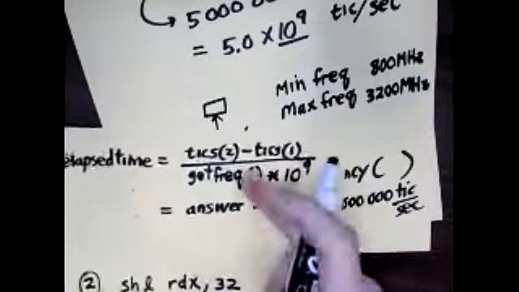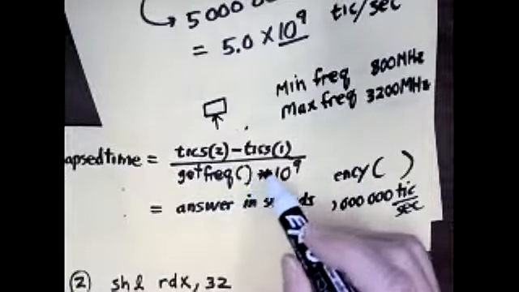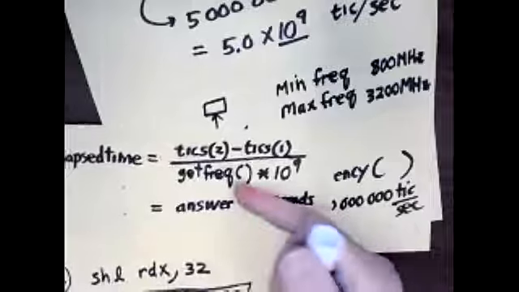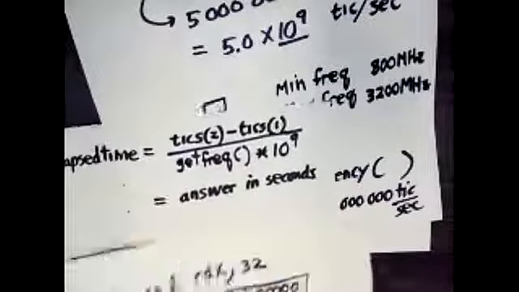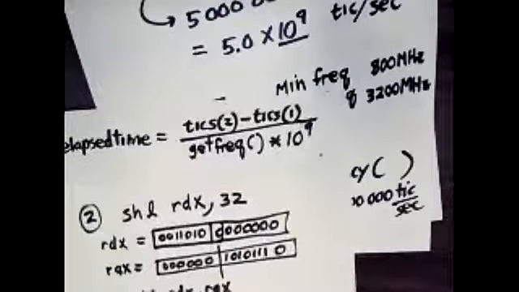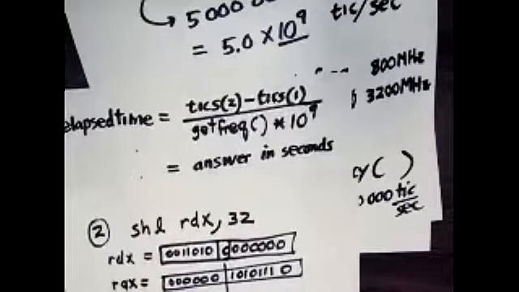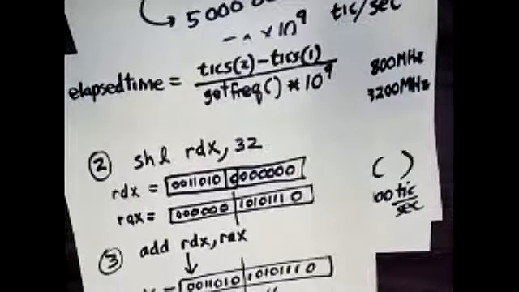Oh, but think about it. This is obviously done in floating point. This is not integer arithmetic. In fact, get frequency gives you a floating answer. Remember, its return type is double. So you've got to get all those numbers over into XMM registers. You know how to do that, don't you?